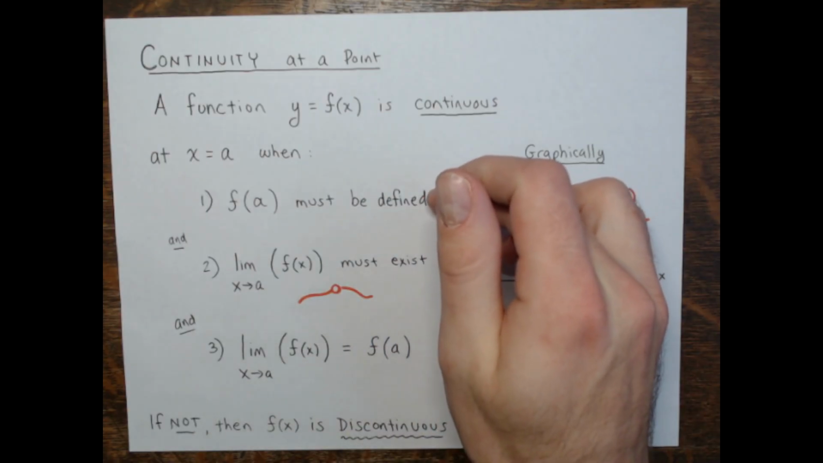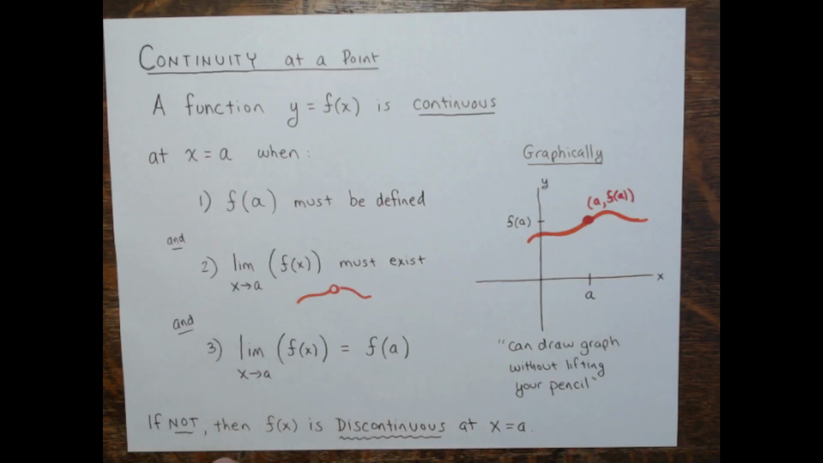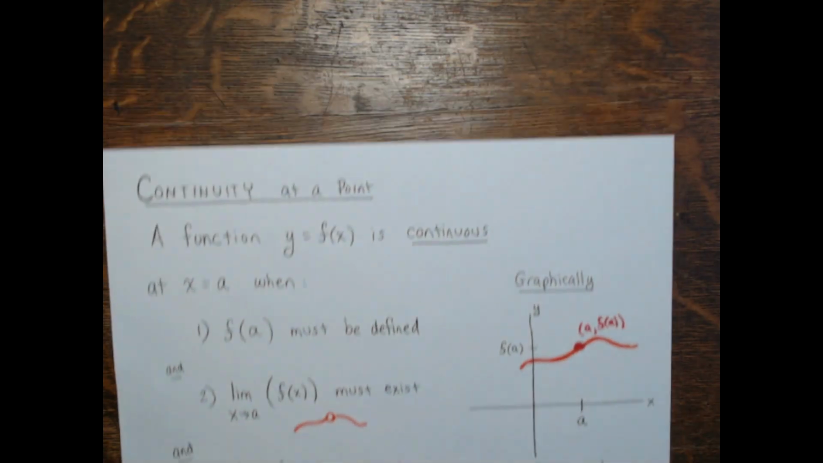Well, if any one of these fails, then we say the function's discontinuous at x equals a. So what you're doing now is saying, hey, if one of these fails, what kind of discontinuity do we have? So they actually classify the discontinuities. They call them a certain type of discontinuity. All right, so the types of discontinuity or kinds of discontinuity.